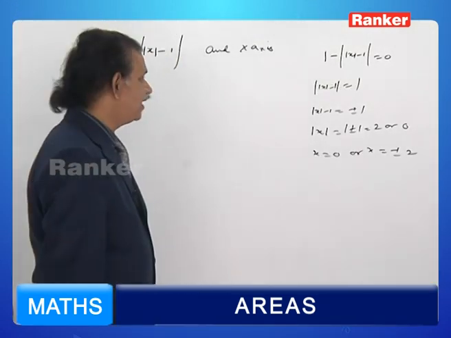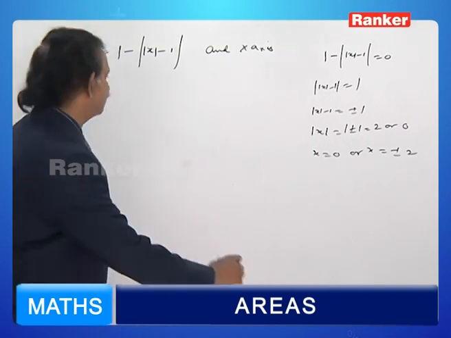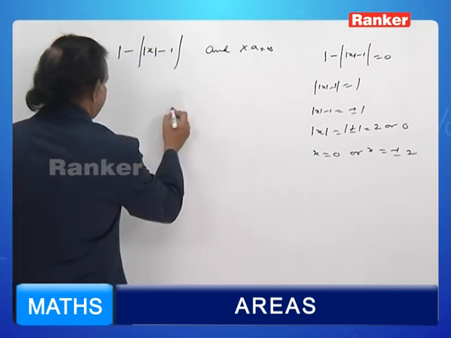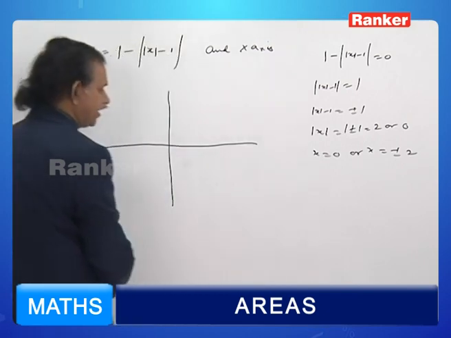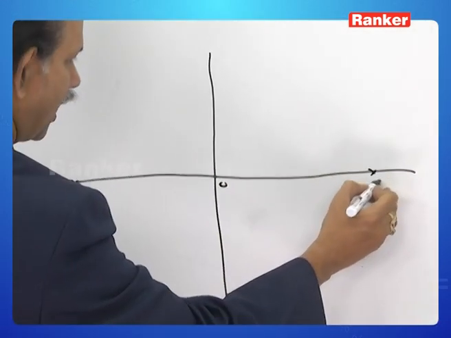So, at how many points does this curve meet the x-axis? At 3 different points. What are the 3 different points? Minus 2, 0 and 2.